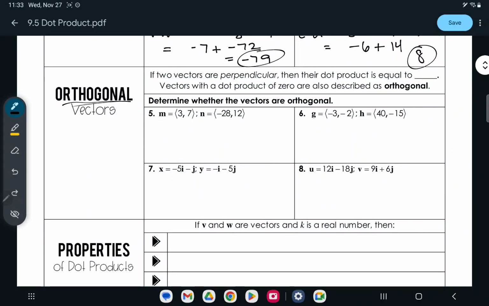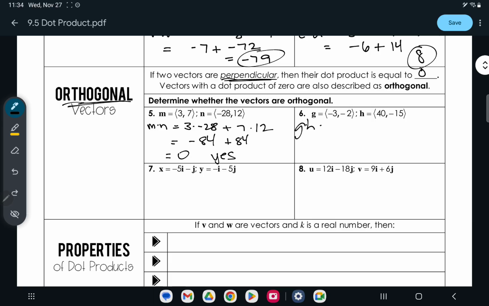All right, have a new word in here, orthogonal. Just means perpendicular. So the product, if it's equal to 0, means that the two vectors were perpendicular. So let's just see, are they? M times N is 3 times negative 28 plus 7 times 12. Well, 7 times 12 is 84, and 28 times 3, let's see, is also 84. So negative 84 plus 84 is 0. So yes, these are orthogonal.